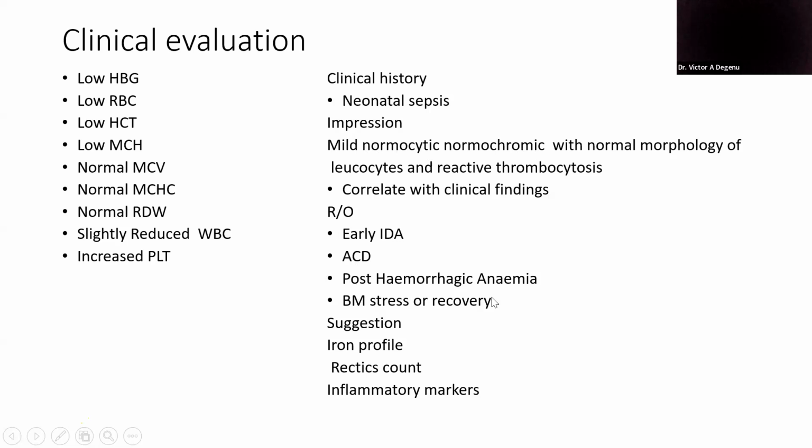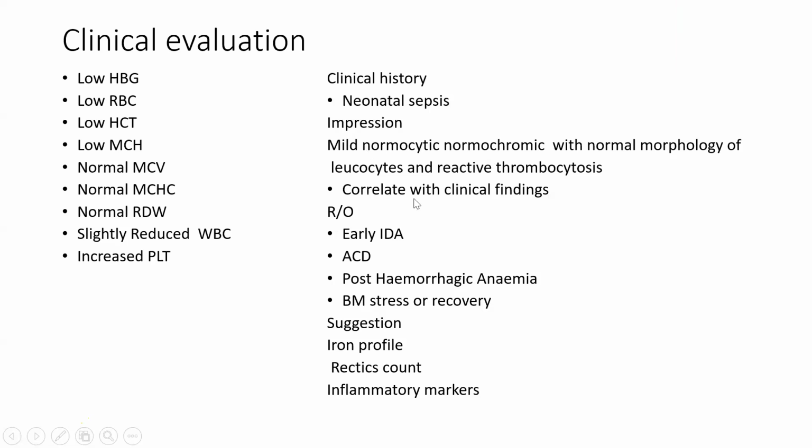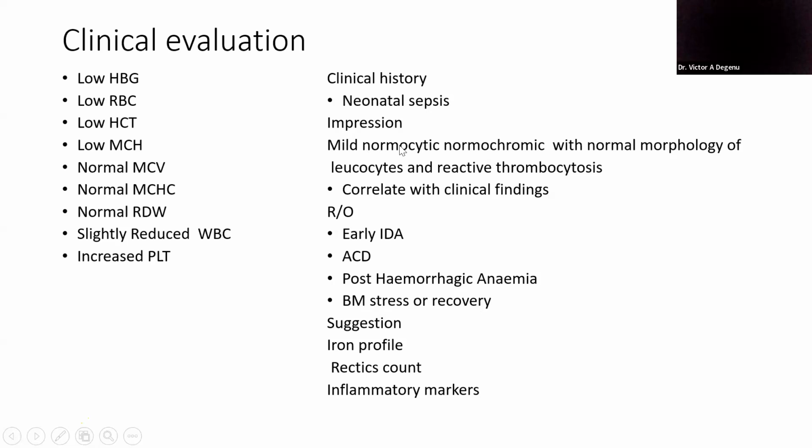Then post-hemorrhagic anemia, that is when you are bleeding, so there is no known cause for the bleeding. Then bone marrow stress or recovery. Bone marrow stress will also present with normocytic normochromic anemia. So your suggestion will be to confirm all these things: early IDA, anemia of chronic disorder, post-hemorrhagic anemia, bone marrow stress. So you may suggest iron profile.